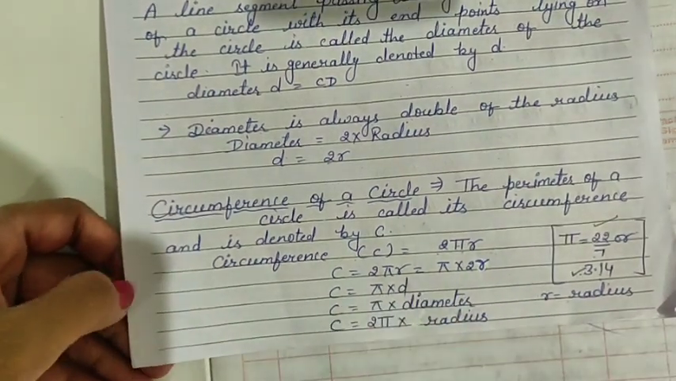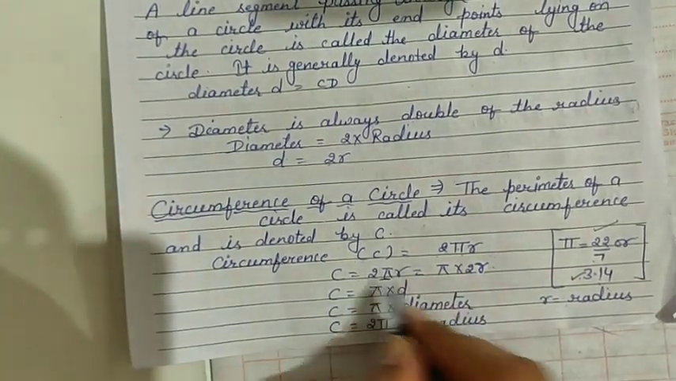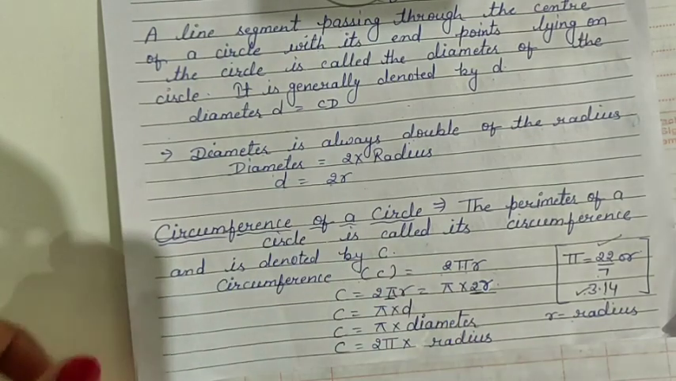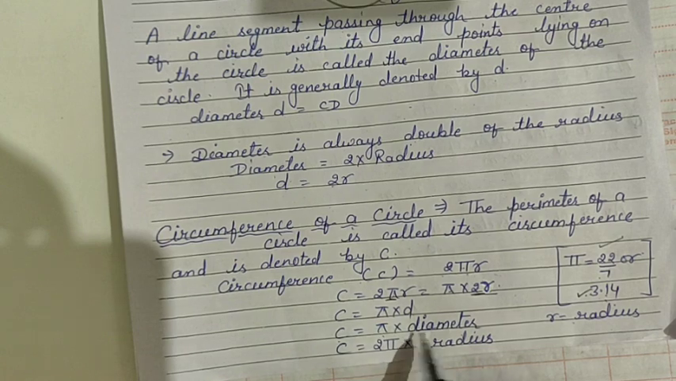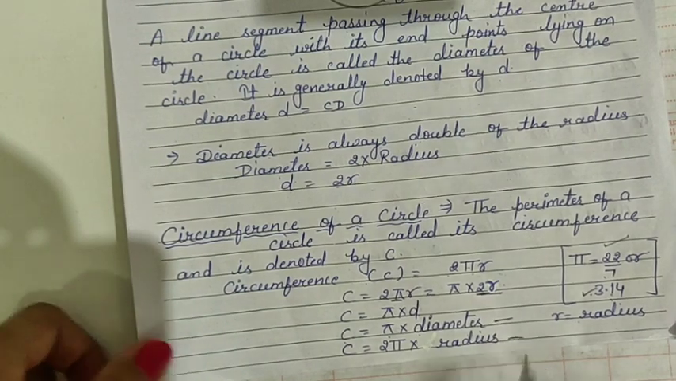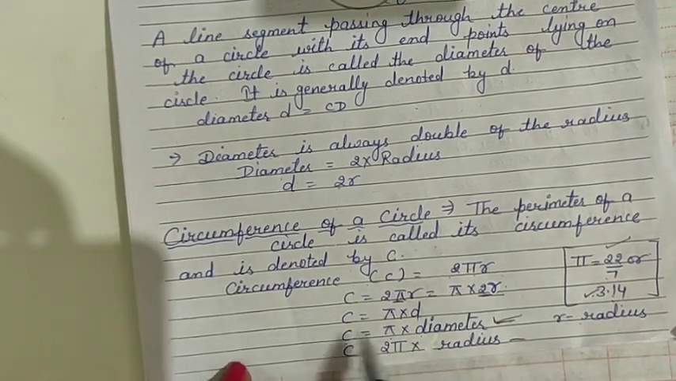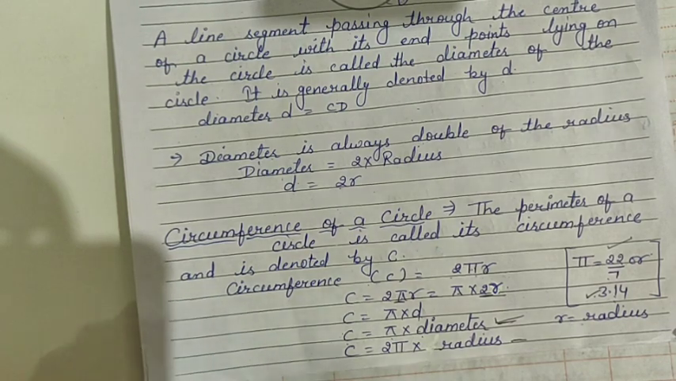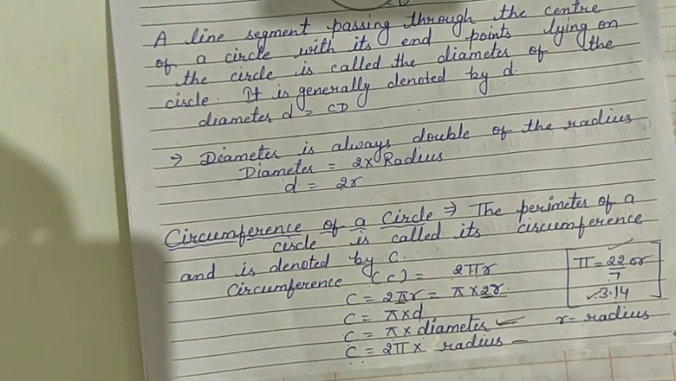Now C is equal to 2 pi r, and C is equal to pi into 2r. We know that 2r is equal to D, that is diameter. So C is equal to pi into diameter. This is in the form of diameter and this is in the form of radius, C is equal to 2 pi r. If diameter is given, then we can find its circumference by pi into diameter, and if radius is given, then we can find circumference of a circle by this formula, C is equal to 2 pi r.